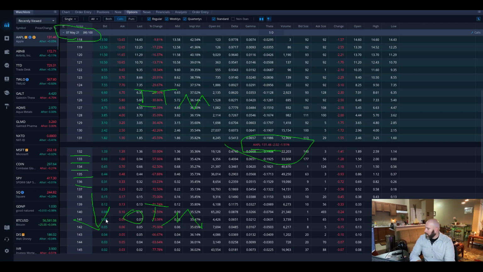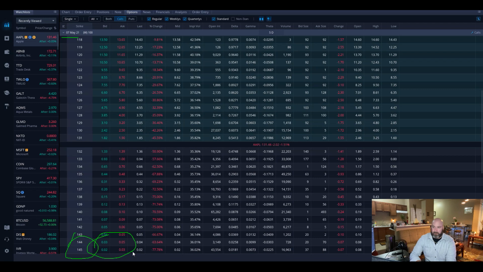The farther out of the money the contract is, the cheaper it's going to cost. And that's because of probability. The probability of Apple hitting $145 by May 7th is pretty low. So these options currently cost $2 and $3 for the bid and the ask, and there's almost very little volume and open interest on these things.